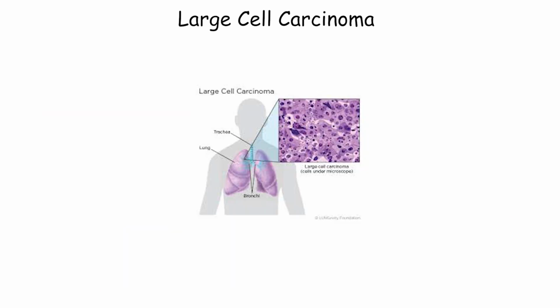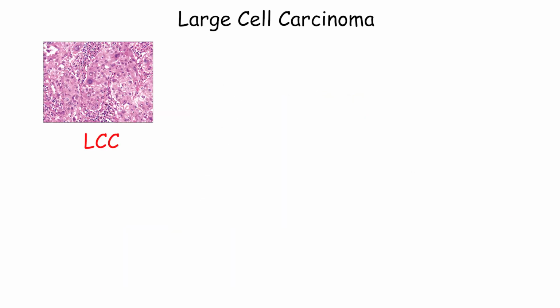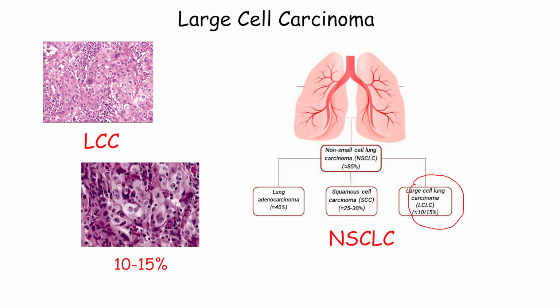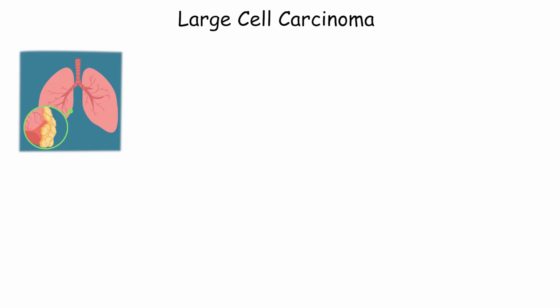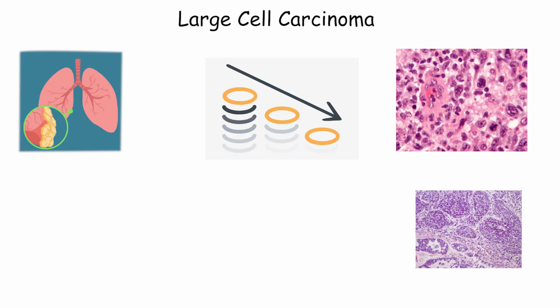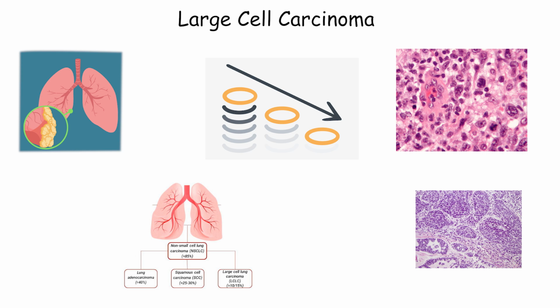Large cell carcinoma. Large cell carcinoma, LCC, is a subtype of non-small cell lung cancer, NSCLC, making up about 10 to 15% of all lung cancer cases. This form of cancer is less common but notably aggressive, often growing and spreading more quickly than other NSCLC subtypes, like adenocarcinoma or squamous cell carcinoma.